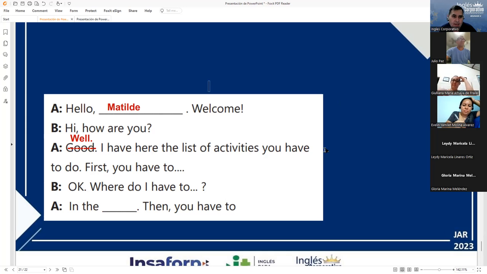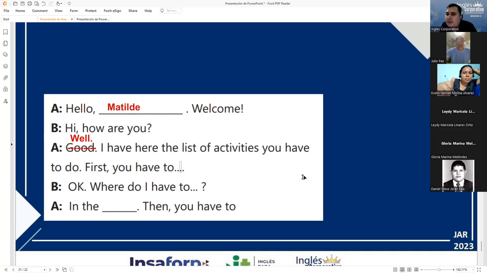Okay. I have here the list of activities you have to do. First, you have to, okay. Thinking about the activities. Imagine that Matilde is a secretary. What activities does Matilde have to do? Ideas? What does a secretary have to do?